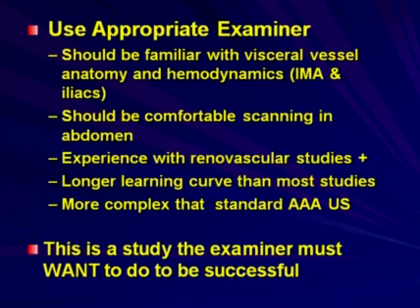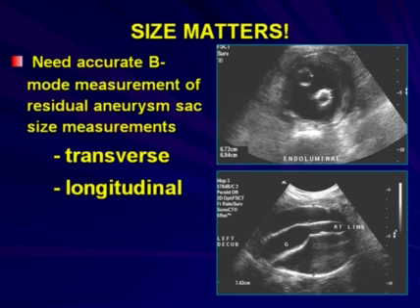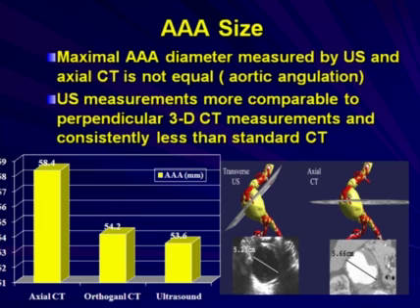There's a longer learning curve than most studies, and again, it's more complex than standard aneurysm ultrasound. But this is a study the examiner really has to want to do, and want to do completely, for this to be successful. The first thing I would say is that size matters. We really need accurate B-mode measurements, and we can do that in either transverse or longitudinal, preferably transverse.